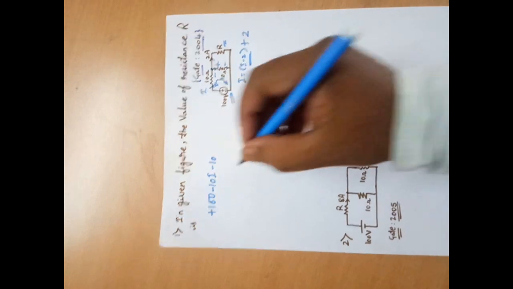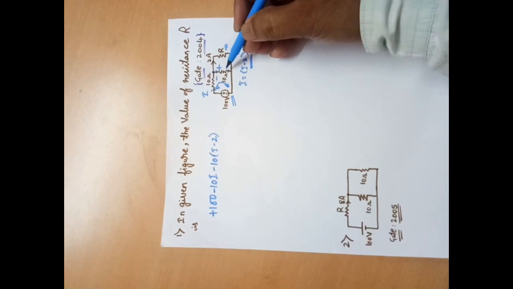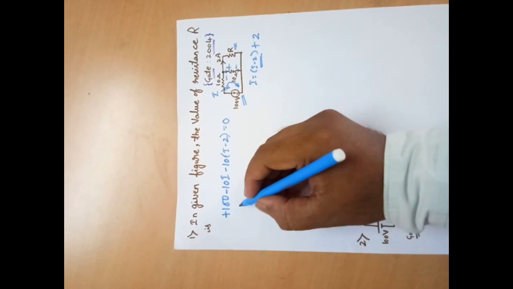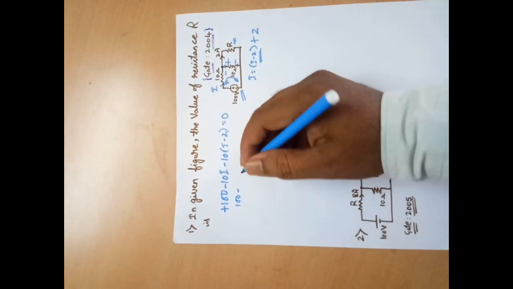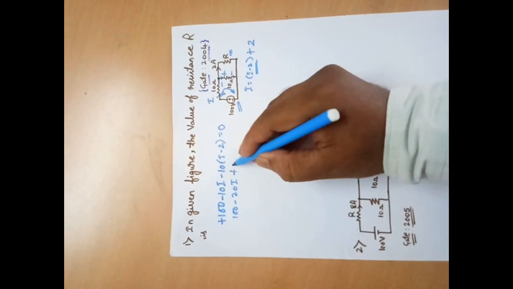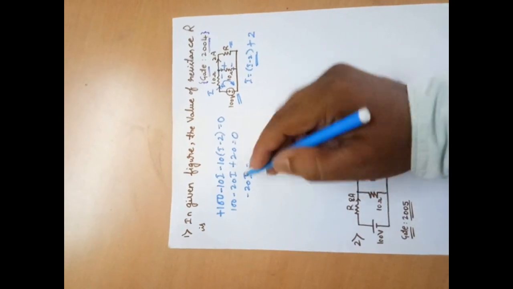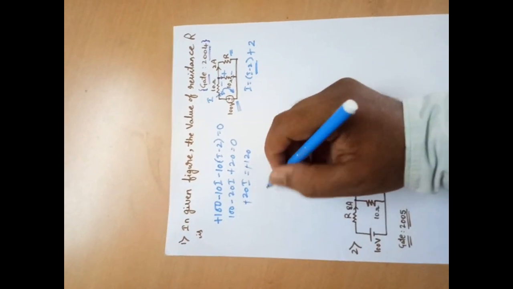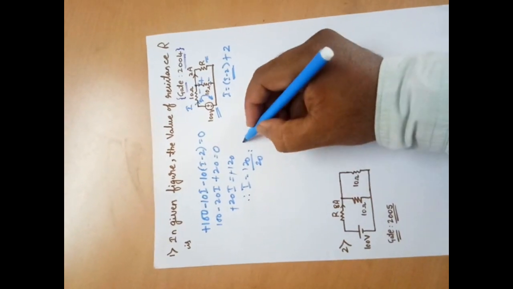So I can write in this KVL equation 10 into (I minus 2), the current in this branch, and the sum is equal to 0. Once you simplify this, we get some value. Let's see what the value is. 100 minus 10I minus 10I, so totally it will be minus 20I. Then minus into minus is plus, 10 into 2, 20, equal to 0. So minus 20I is equal to minus 100 minus 20, that is minus 120. Minus minus cancels. Therefore the current I is 120 by 20, which is nothing but 6 amps.